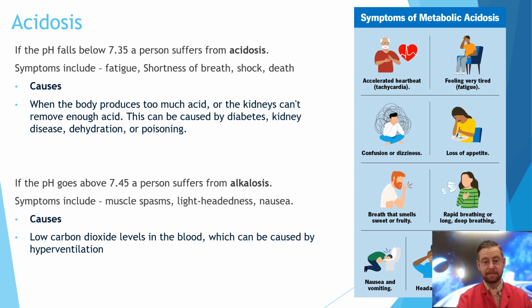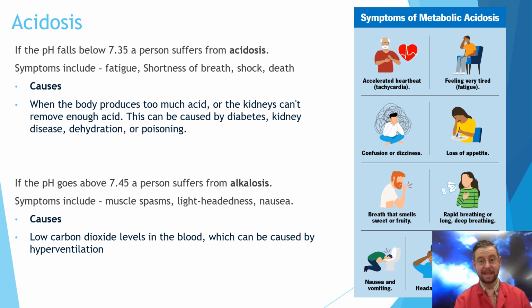Now the opposite of that, if the pH is greater than 7.5, a person can suffer from alkalosis, which is when your blood has become too alkali, with muscle spasms, lightheadedness, and nausea. And it comes from low levels of carbon dioxide being in the blood, caused by hyperventilation, and can be triggered by things like asthma. So your body has to maintain the pH of your blood plasma between 7.35 and 7.45, otherwise there's very serious consequences. So let's have a look now at how it does it.